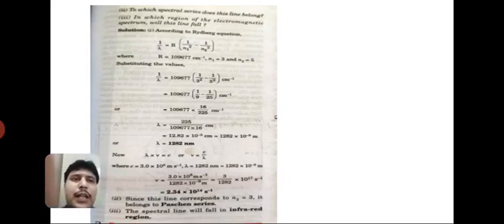In the same pattern, we just apply the Rydberg equation, 1 by lambda equals R into (1 by n1 square minus 1 by n2 square), with n1 = 3 and n2 = 5. We put all these values. After solving, we get lambda as 1282 nanometer. And then by applying the formula c = nu lambda, nu = c by lambda, where c is 3 into 10 power 8 meter per second.